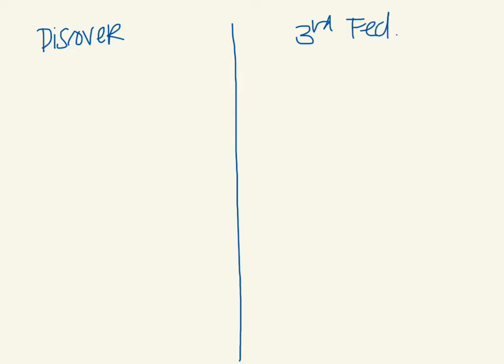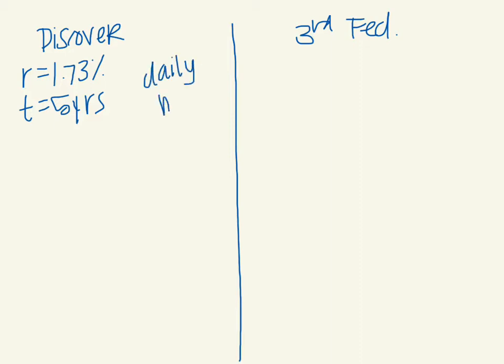Okay, so for Discover, the rate is 1.73%. The time, for both of them, we're going to use the length of time as 5 years. And the big difference here is how it's compounded. So for Discover, it's compounded daily, which means we're going to have to use n as 365. So notice in this problem, it didn't say it's compounded continuously, so we're going to have to use the other compound interest equation that we didn't use in the first one.